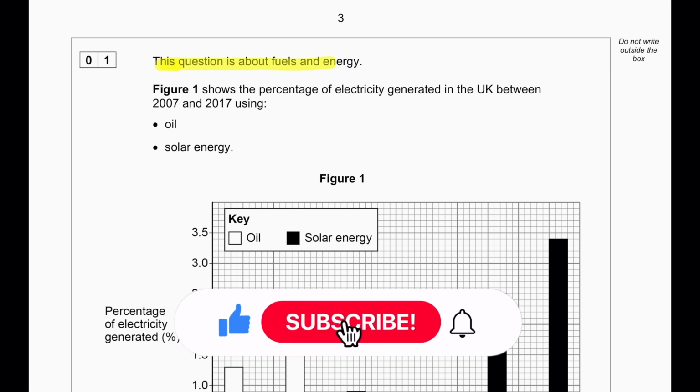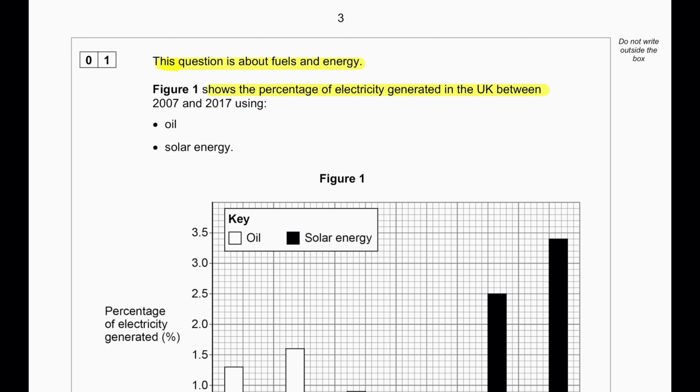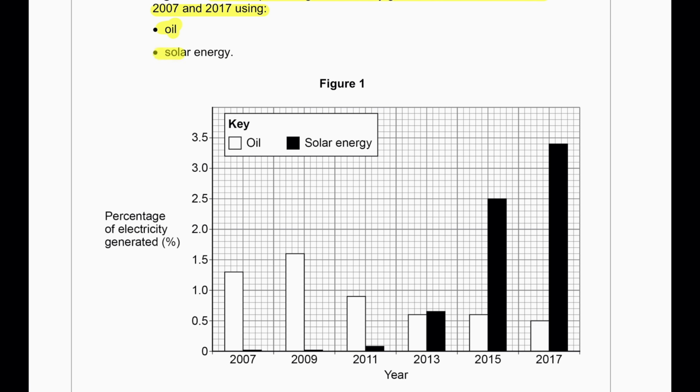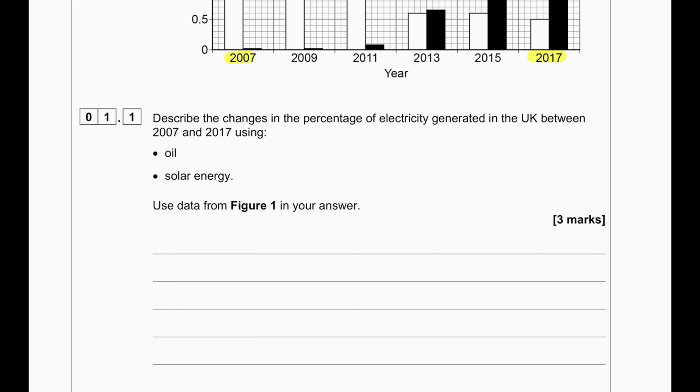This question is about fuels and energy. Figure 1 shows the percentage of electricity generated in the UK between 2007 and 2017 using oil and solar energy. The percentage of electricity generated, and here are the years that are mentioned. Describe the changes in the percentage of electricity generated in the UK between 2007 and 2017 using oil and using solar energy. We can use the data from Figure 1 in our answer.